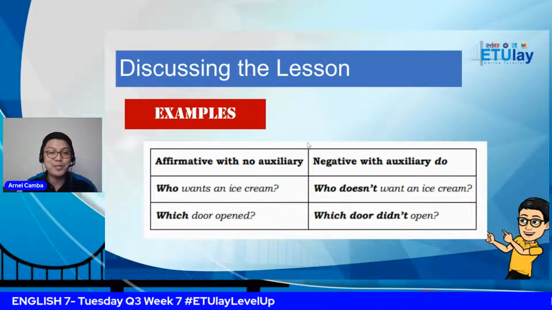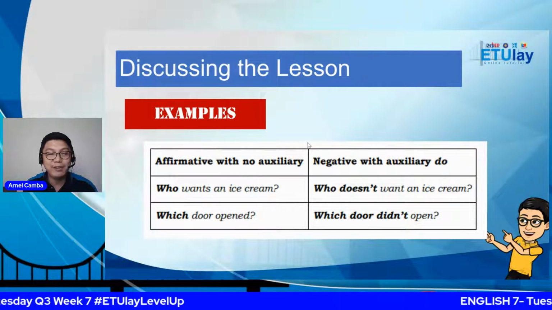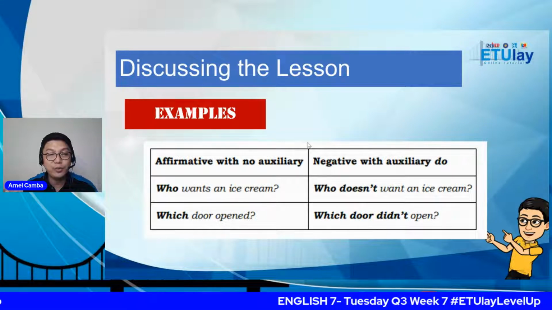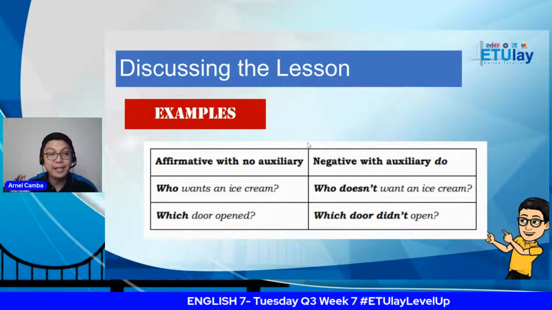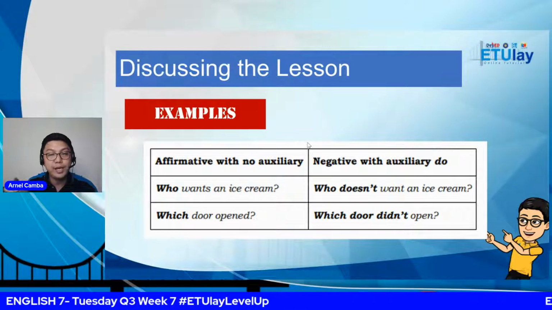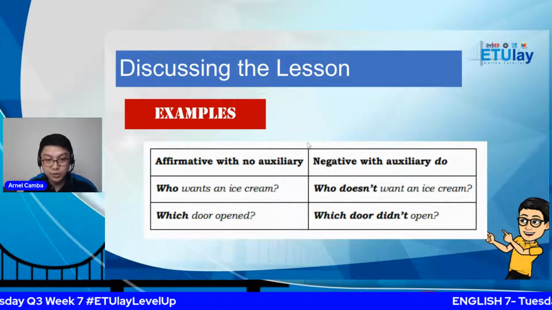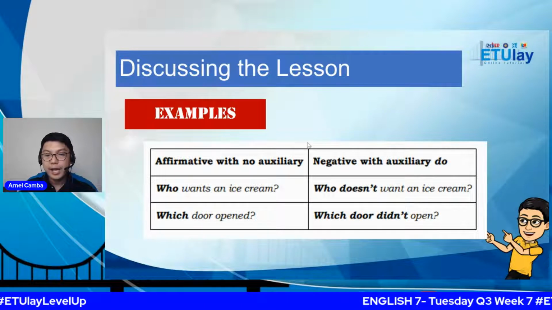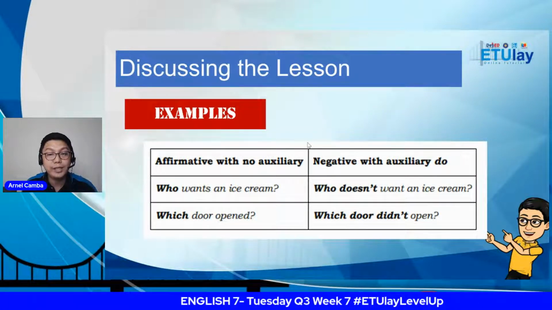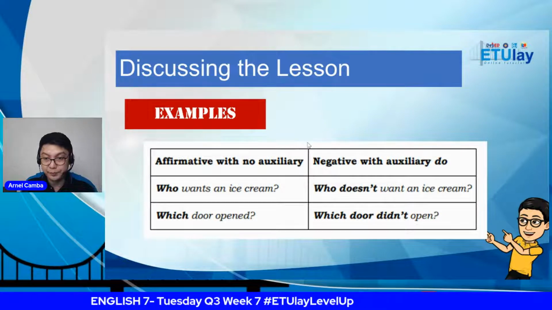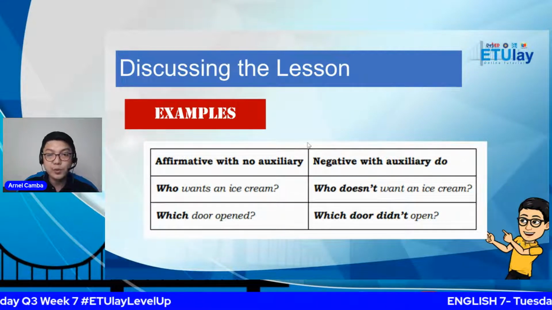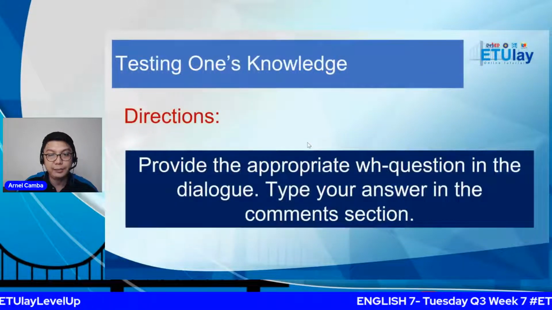When you change it to a negative WH question, you have to use the auxiliary verb do, and then add not, or if you want to make it shorter, n't: doesn't or don't. Same thing with the next example: which door opened, which door didn't open. So you will get it more as we go on with our activities later.